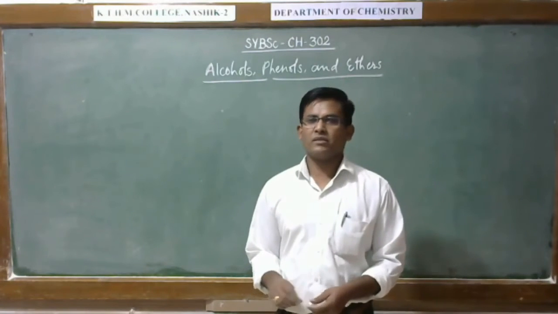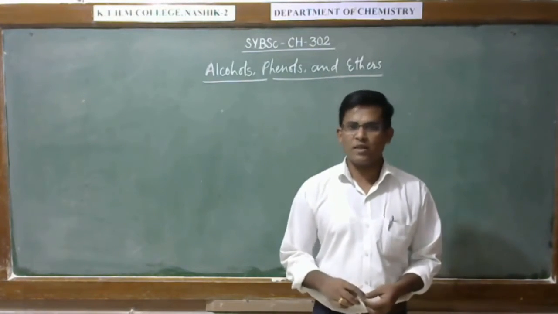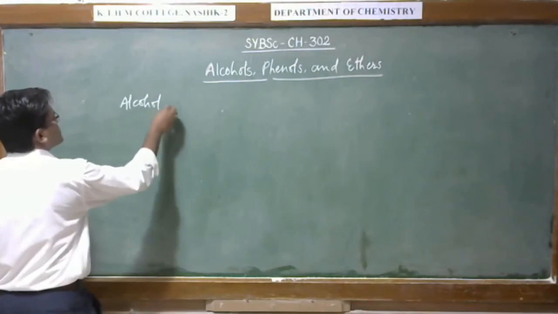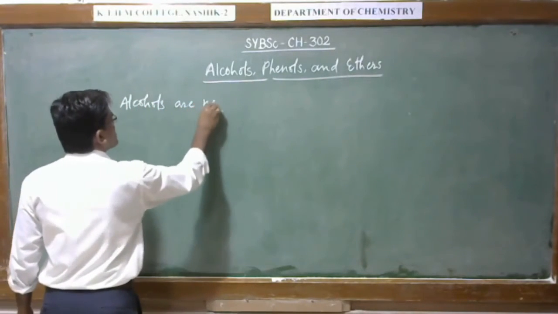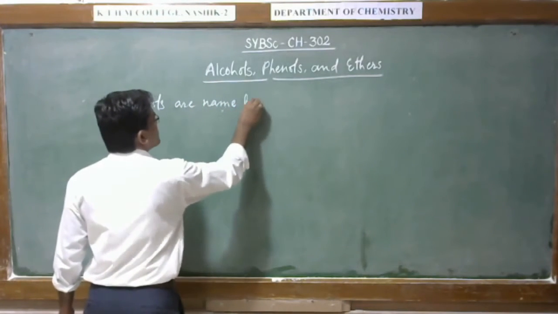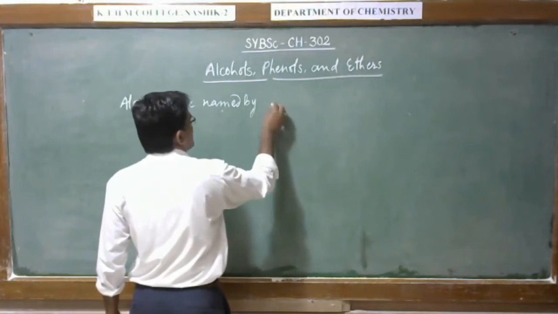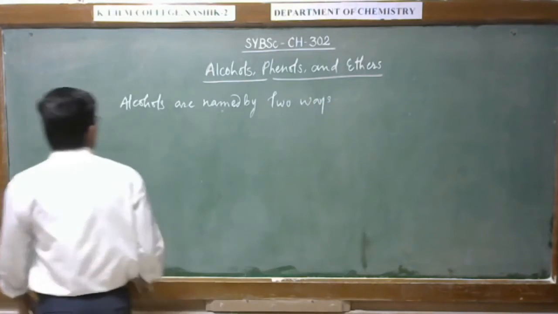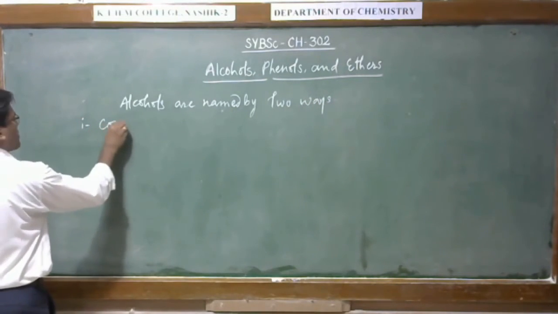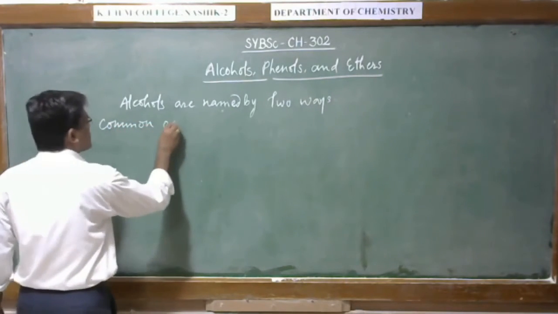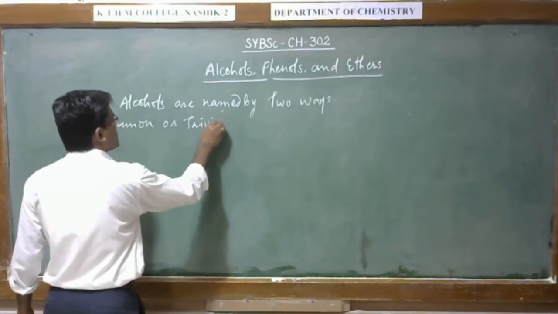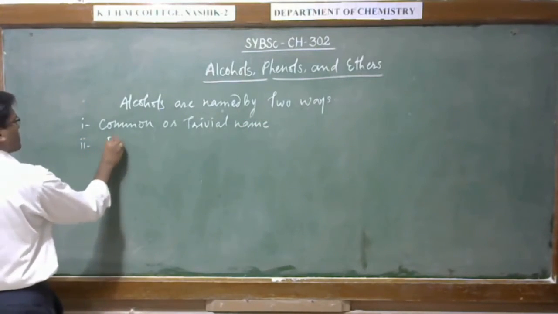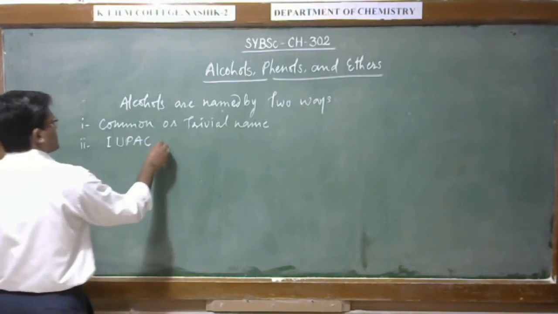Alcohols are named in two ways. The first one is the common or trivial name, and the second is IUPAC nomenclature.